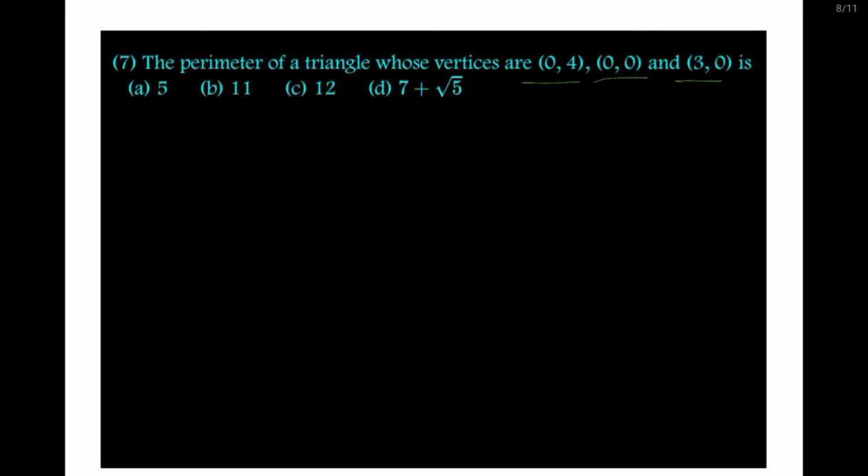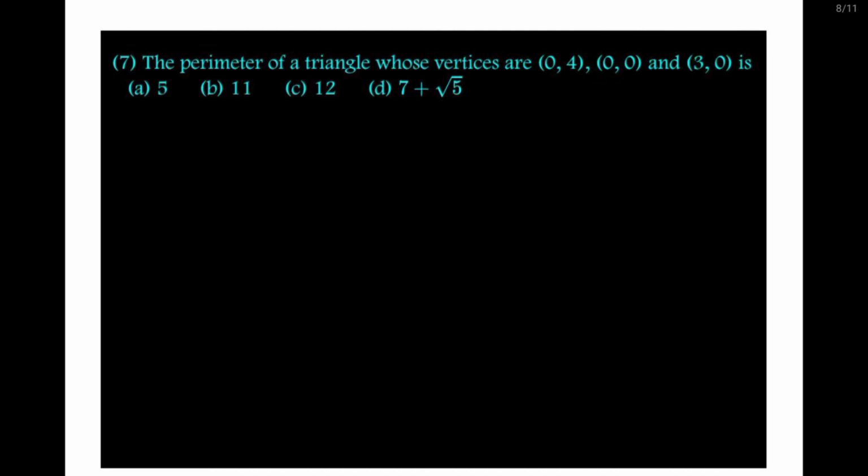So if we find the distance between any two points, then we will get one side, and again we will find the distance between another two, we'll get another side, and if we find the distance between the remaining two points, we'll get the third side, and this way we can find the sum of all the sides, and then we'll add them together.